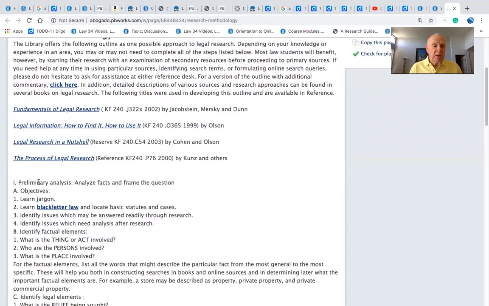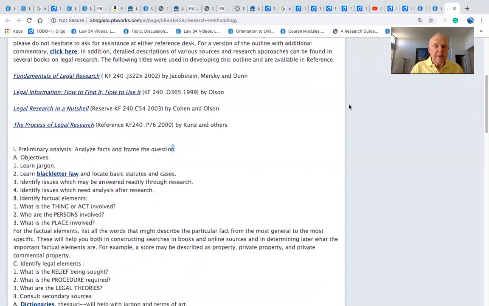On this research methodology, you'll notice that there's information here on what you primarily do and begin to do, which is you start your preliminary analysis by finding some of your cases or information. You'll analyze the facts, and then your thesis is really framing the legal question that you're going to answer in your paper. So here are the objectives under A.